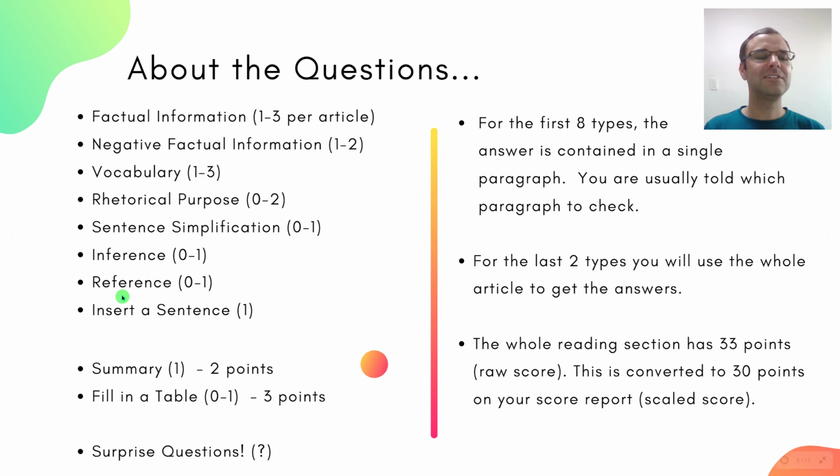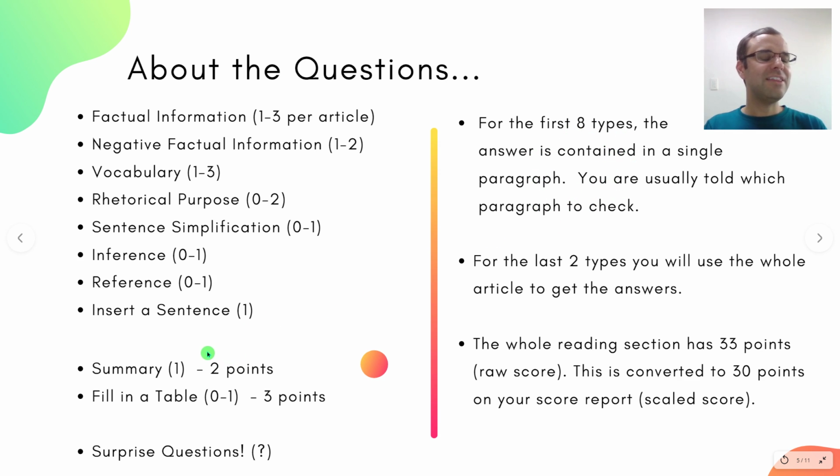Now, the last of these multiple choice type questions is the insert a sentence type. In this type, the question gives you a complete sentence, and then it tells you to insert it into one of the paragraphs, and it gives you 4 possible places to add it to that paragraph. You have to pick the spot where it fits best. Now, for these 8 types of questions, the answer is contained in a single paragraph, and you are almost always told which paragraph to check. These are all worth 1 point.